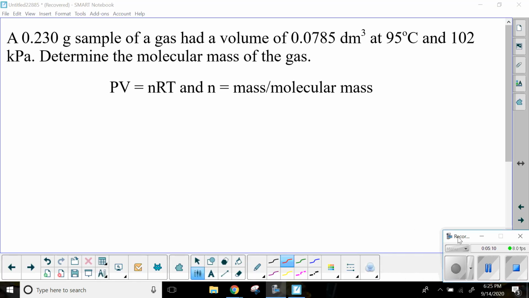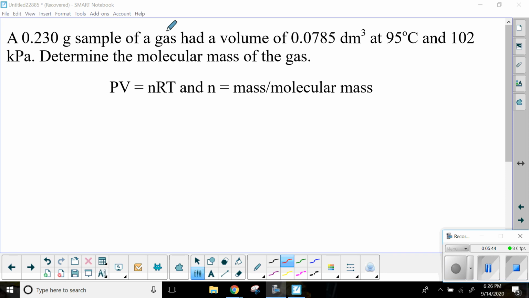So here's our little bit of practice. I put a little twist on this because a lot of times you're not given moles, you're given mass instead. And so it's combining two formulas together, which is great practice for IB. It says a 0.230 gram sample of a gas had a volume of 0.0785 cubic decimeters at 95 degrees Celsius and 102 kPa. Determine the molecular mass of the gas.